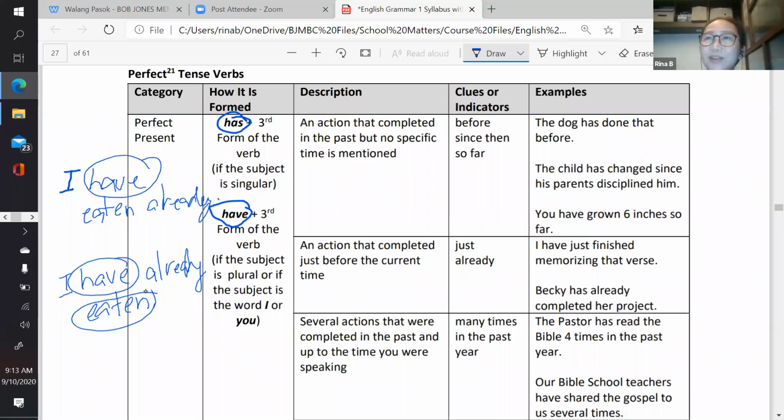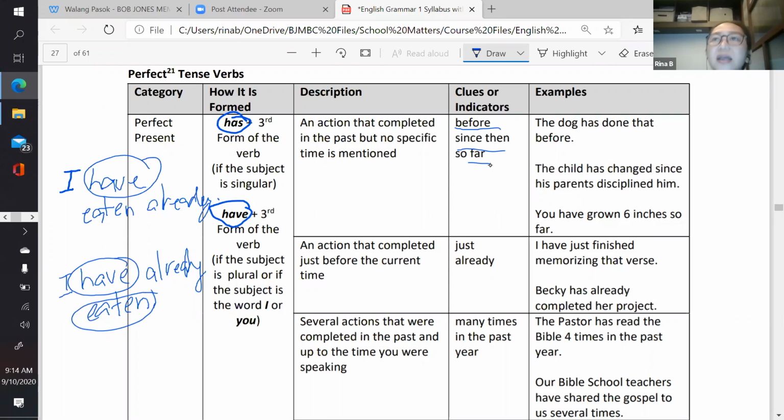Your clues or indicators when you want to use the present perfect tense, aside from already, would be since then, or so far, or before. Okay? As you notice, there's no specific time. When in the past did it complete? The simple past tense tells you when in the past the action happened. Yesterday, last year, yeah, a specific point in the past. Last year, yesterday, this morning, if it's already the afternoon, right? But the present perfect tense, the action has already been completed, but there's no clear indication of when in the past it got completed. So your clues, as I said, as we see here, before, since then, so far.